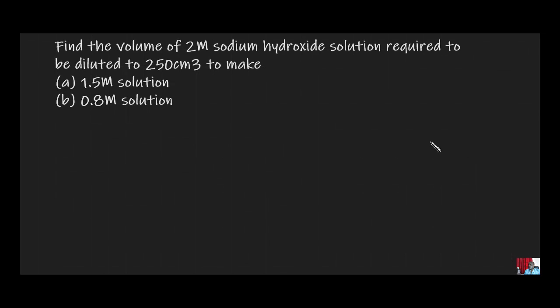So here we are having a solution which is very concentrated. It is 2 M, and that's what we do in the laboratories. We keep solutions when they are a bit concentrated, and many times, because we use very dilute solutions, we dilute those concentrated solutions to the level that we want. Like here we have 2 M sodium hydroxide, and we want to make out of it a 1.5 M solution. And how do we go about that?